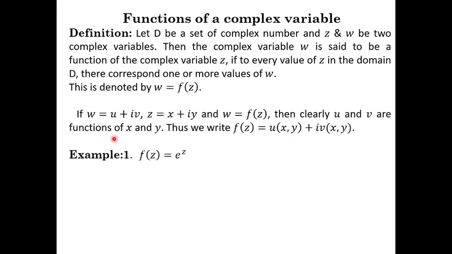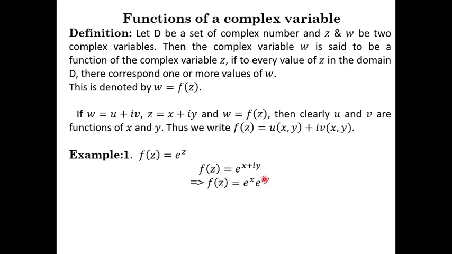Let us explain this definition through an example. Let us consider f of Z is equal to e power Z. We can put Z is equal to x plus iy. Therefore, e to the power of x plus iy. Now, e to the power of x plus iy can be written as e to the power of x into e to the power of iy.